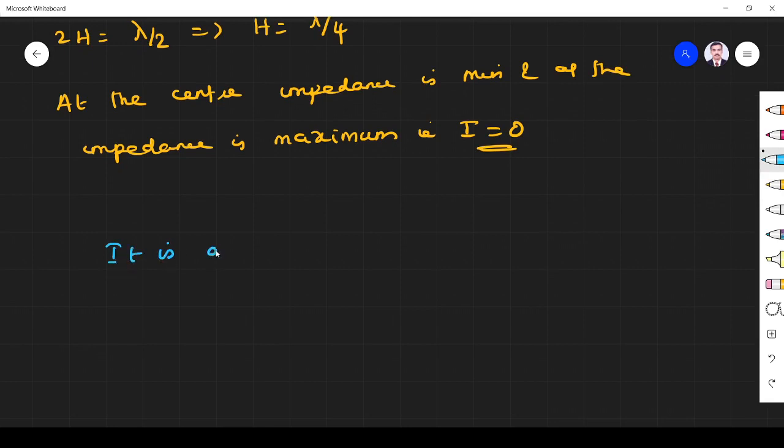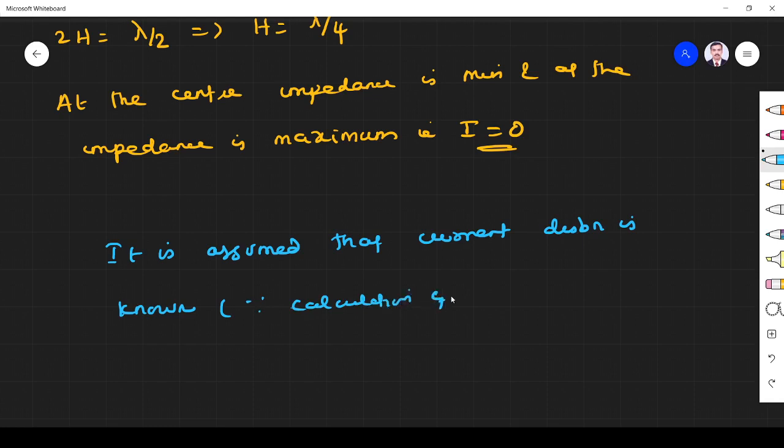It is assumed that the current distribution is known, right? So why are we assuming that? Because calculating the current distribution is too tedious, and it is out of scope of the syllabus. The calculation of current distribution is too tedious for any antenna, so it is assumed that we already know it. From that only we have to start our derivation.